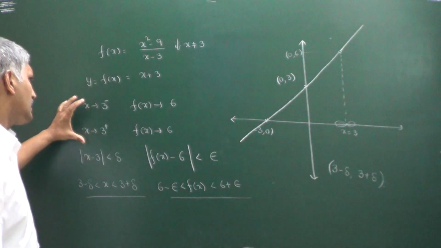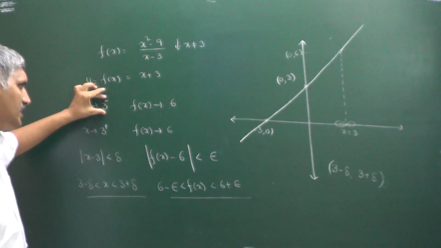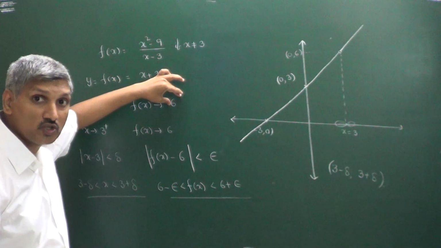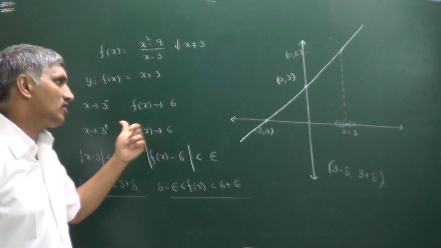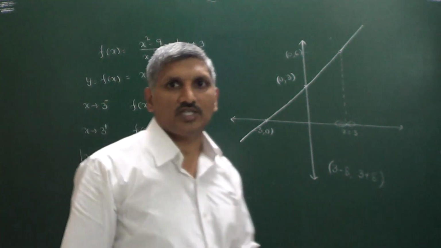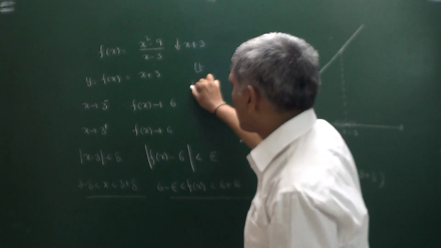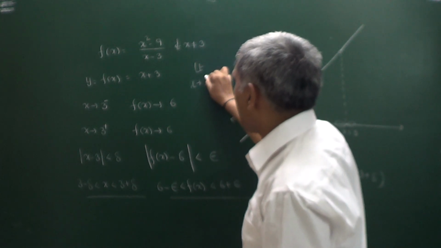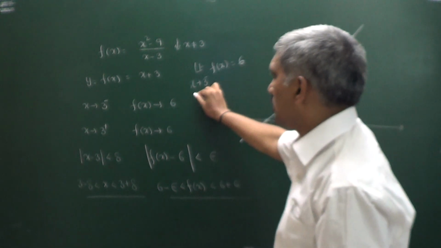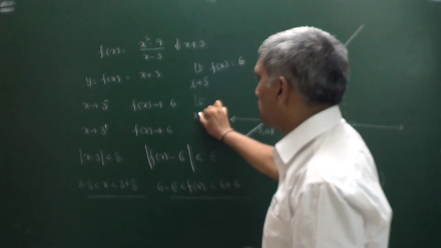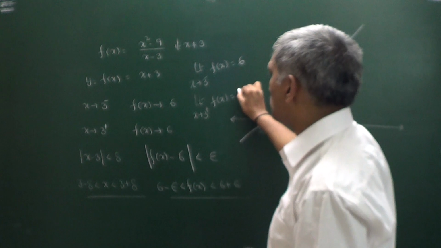It is nothing but the same meaning. When x values are approaching 3 from the left hand side, the functional value is approaching 6. When x values are approaching 3 from the right hand side, the functional values are approaching 6. That's what we can write in this way: limit x tends to 3 minus, f of x is approaching 6. Limit x tends to 3 plus, f of x is also approaching 6.